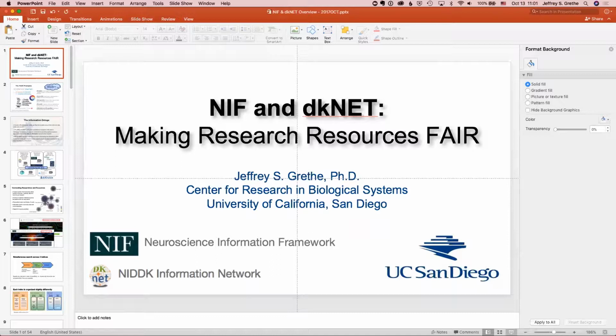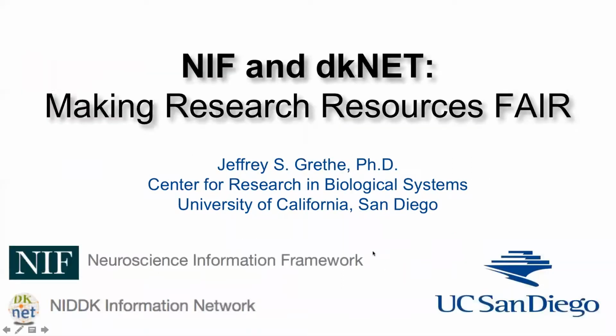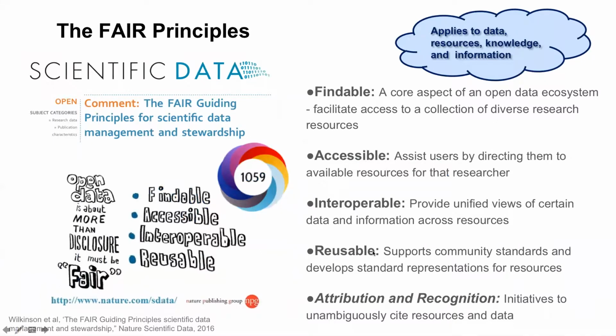Thank you, Devin. What I'll be talking about today are two projects, the Neuroscience Information Framework and DkNET, and the concept of making research resources FAIR. Most people are probably familiar with the FAIR concept in relation to data. The data should be findable, accessible, interoperable, reusable, and then also there's an additional R, in terms of recognition or attribution. However, the FAIR principles themselves apply not just to data, but really apply to resources, knowledge, and information.